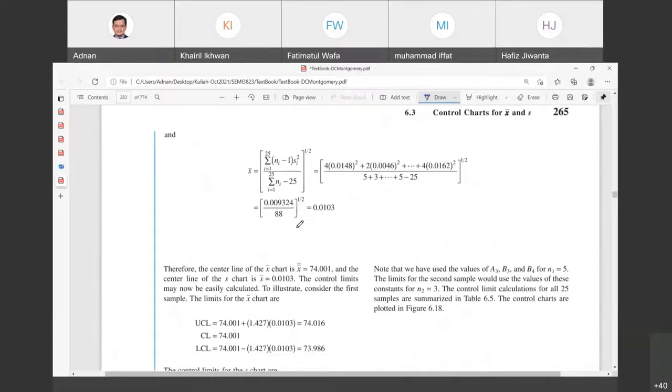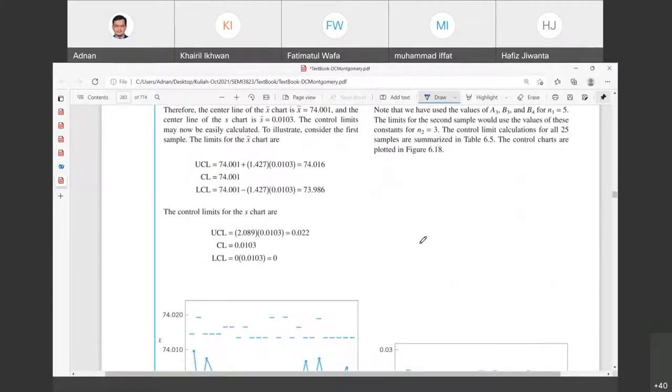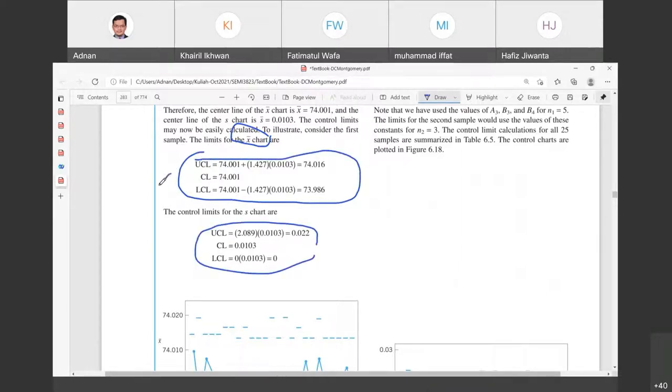Same thing also for S bar. We just recalculate using the remaining data that we have. There are 5, there are 3, and so on. So this is a new one, and then we put it into the formula. This is for the X bar chart, and this is for the S chart.